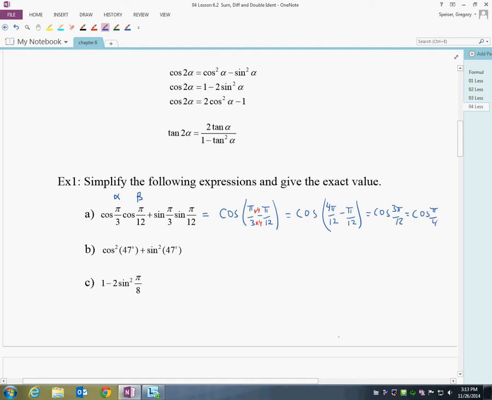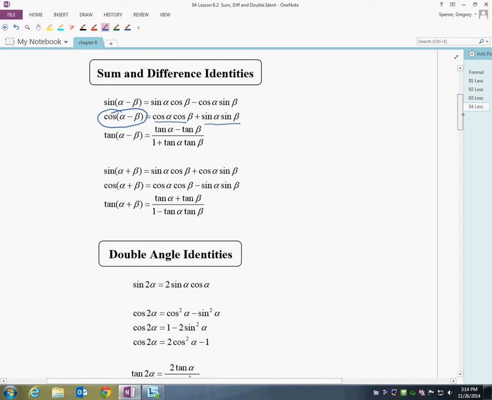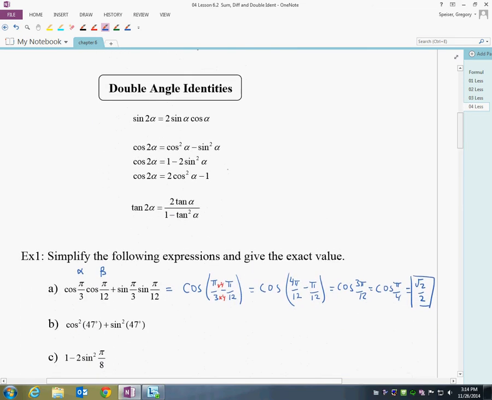Finally, we can apply our trig part here. The cos of pi over 4 is root 2 over 2. So there's my final answer. Let's take a look at this one. Cos squared of 47 degrees plus the sine squared of 47 degrees. I could spend some time trying to look for this pattern, but it's not this pattern here, is it? Because that is cos squared minus sine squared, and this is cos squared plus sine squared. In fact, this is from a previous unit. This is a Pythagorean identity that we're going to use, and we can say right away, boom, it's equal to 1. Kind of neat.